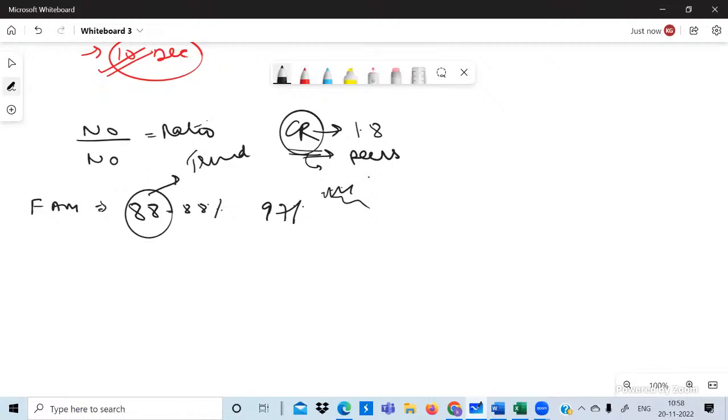Second important thing, when you're looking at a ratio, I gave you the marks for the subject, which is, let's say, 88. Let's say you have another subject which is on analytics.